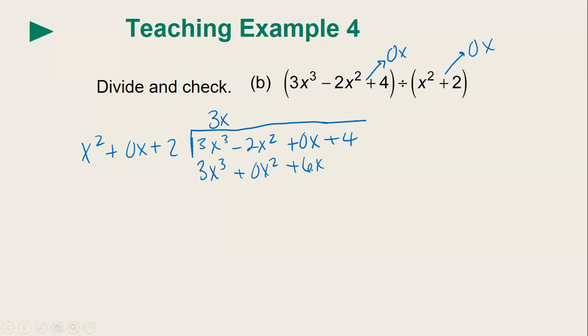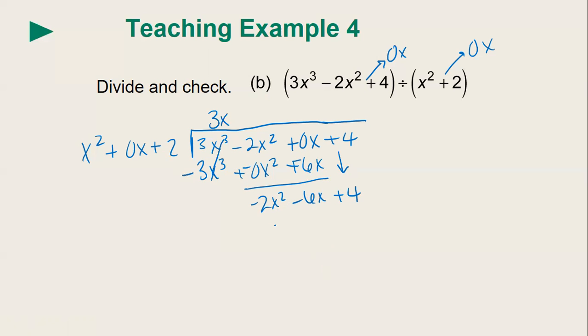After we multiply, we do what? We change the sign, we subtract. So this is canceling out. I'm left with negative 2x squared minus 6x. You don't add. And then we bring down the 4. It just comes along, like your last name.